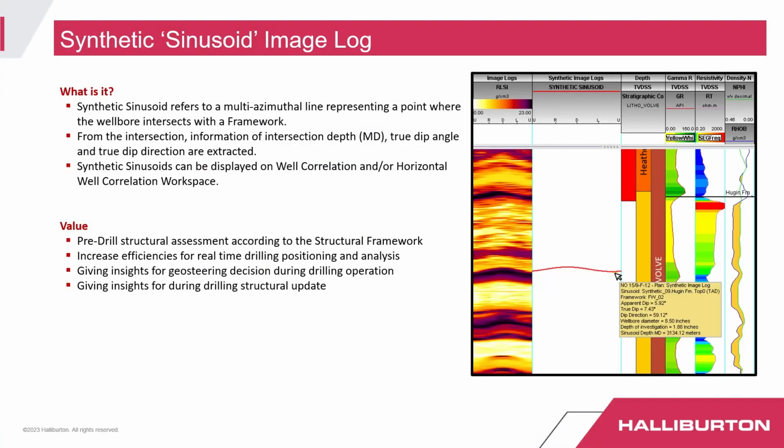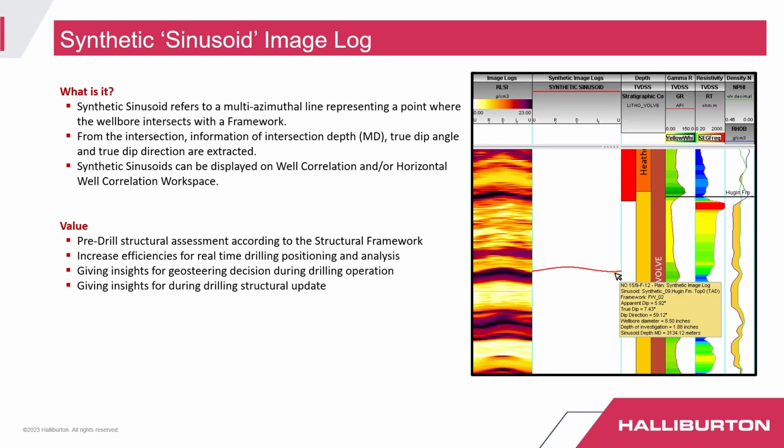Moving on to the second feature. In the DSG 10ep5.3 series, you can create synthetic sinusoids from the intersection between the well and the framework. From these intersections, the algorithm will compute structural components to draw sinusoid lines such as apparent dip angle, true dip angle, and true dip direction.